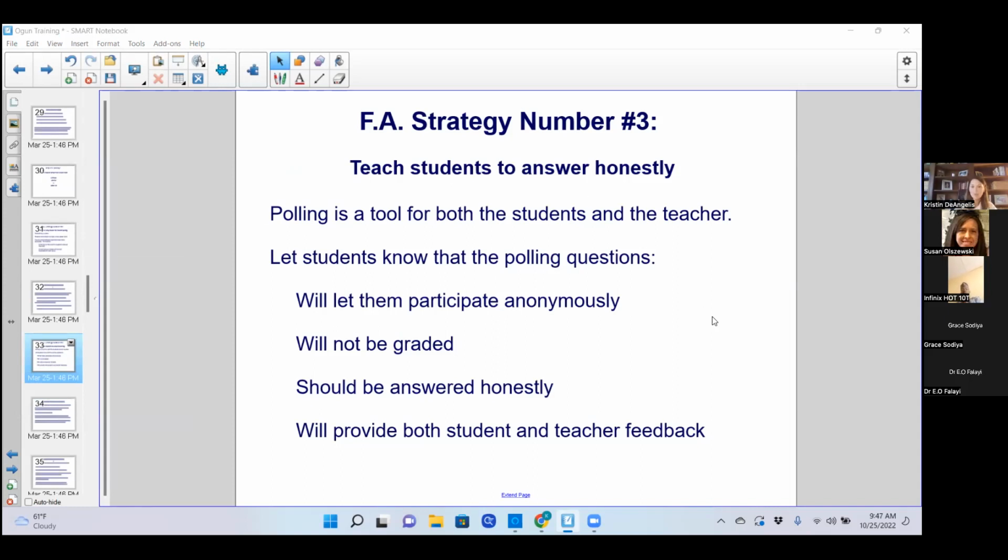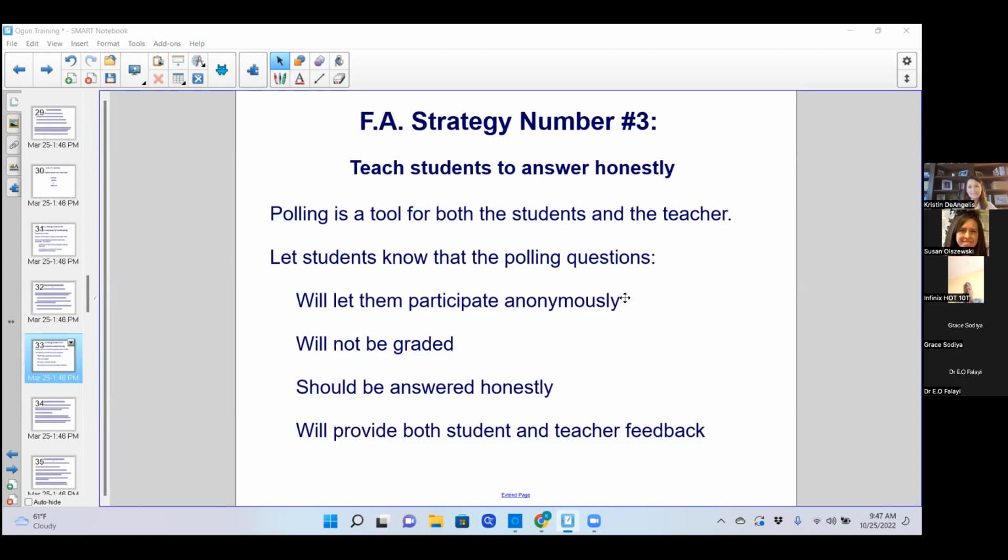We want them to know they are not graded on this. There's no judgment on their answer. Their answers will help us as teachers know where to go with our lessons. It really drives our instruction. We want them to know it's anonymous, like we talked about, and not graded. It's going to give them feedback as well, not just the teacher, so they know what to practice and study.